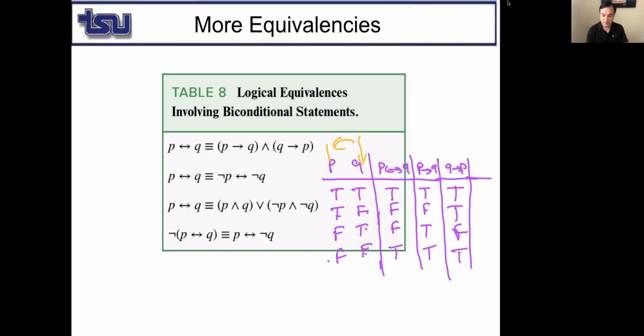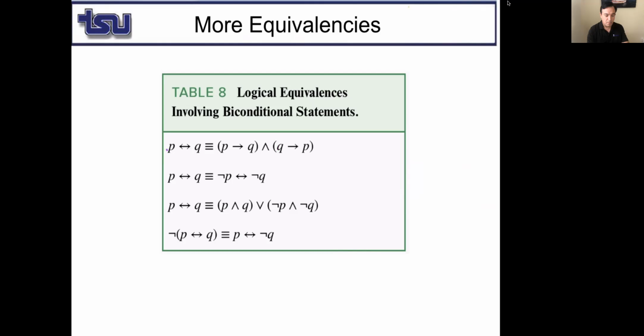Okay. And then you connect them with and. True and true is true. False and true is false. False and true. As you see here, they're equivalent. In fact, this makes sense. Why? P biconditional Q means P will imply Q and Q will imply P. Okay. And P biconditional Q is equivalent to P naught biconditional Q naught. Okay. So these are, of course, things you cannot memorize, but you have to get familiar with those.